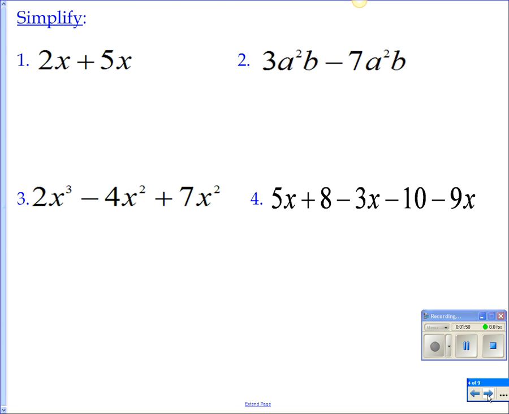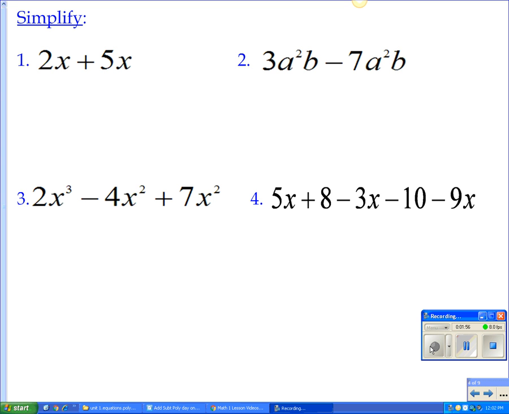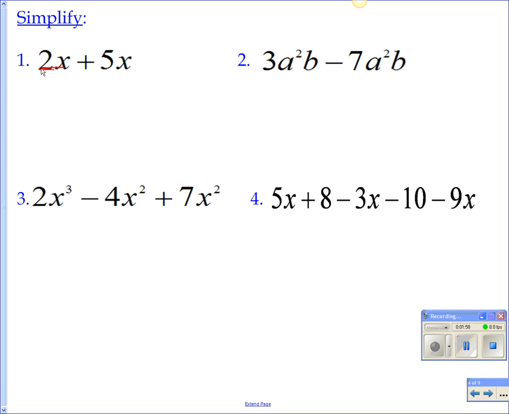Okay, so guys, I know that you're new to this class. 2x plus 5x. These are like terms because they both have an x. So since they're like terms, I'm allowed to add them. 2 plus 5 is what? Anybody? 7. And then you have to put an x with it. This one has an x, and this one has an x, so that one has an x. So 7x. Okay? Write down number 2, please.